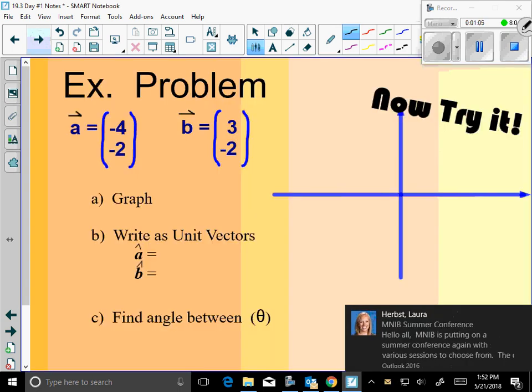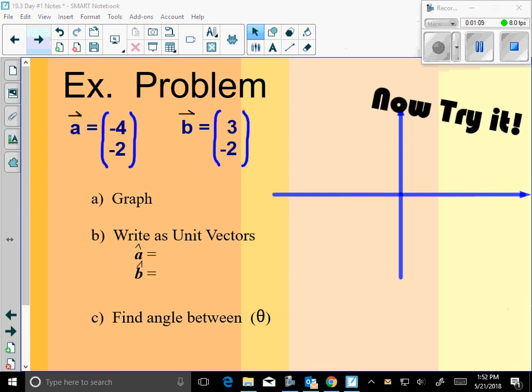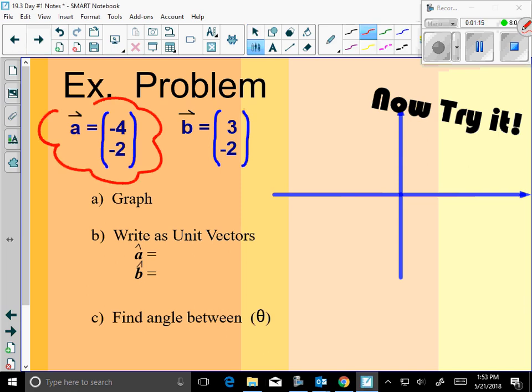This is the problem I would love to get into here. What would vector A be doing? What point would it be coming out of? Not that point. That's not a point. That's a vector. Where would it be established? Where does it start? At the origin, correct. And then it goes what direction? Left 4 and down 2. So here's vector A.